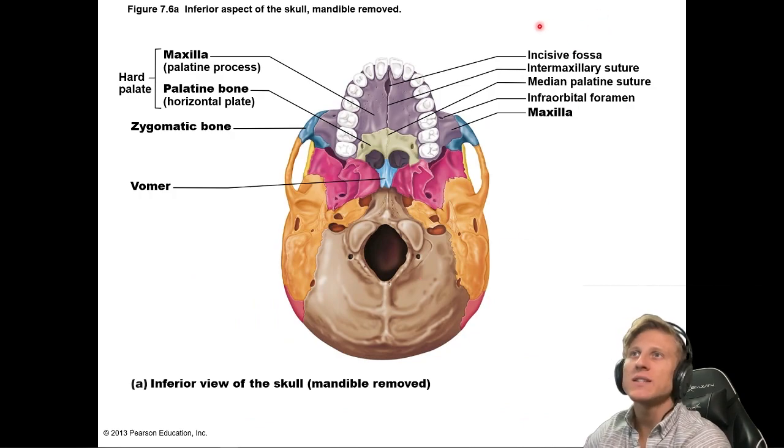We have the incisive fossa, this little hole on your hard palate in between the two halves of your maxilla. And then we have that intermediate suture, right? Again, because these are technically two bones that are sutured together. And other points that we've noted before. Okay, there's a palatine suture between the palatine bone and the maxilla.